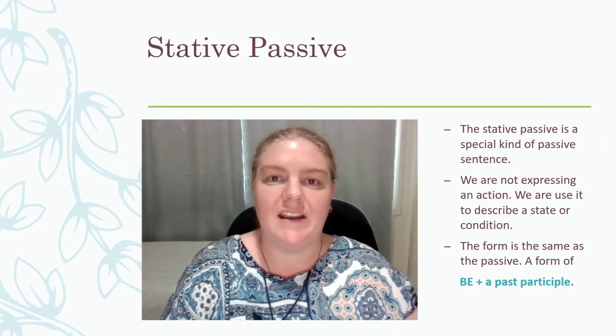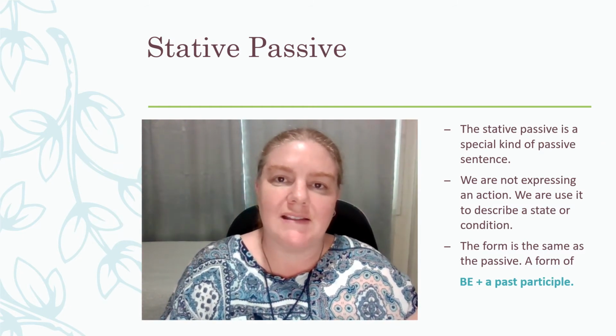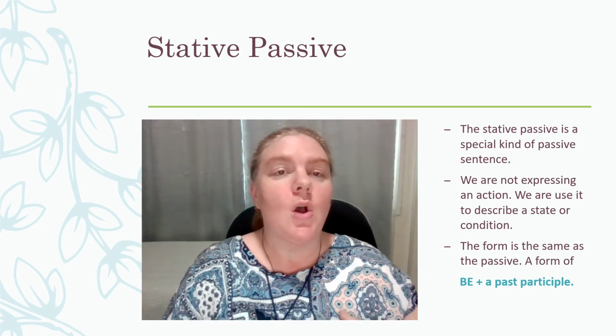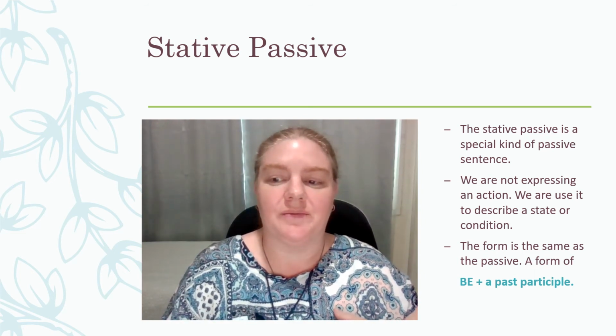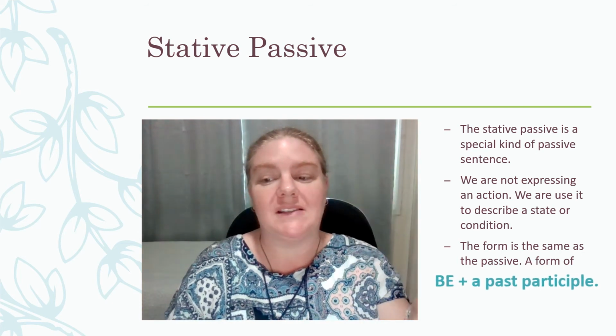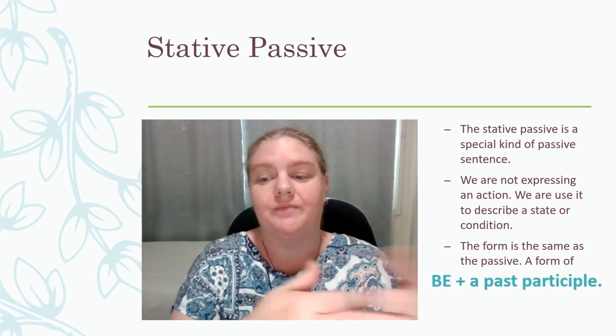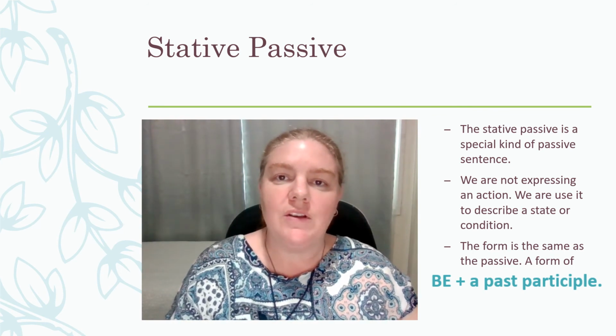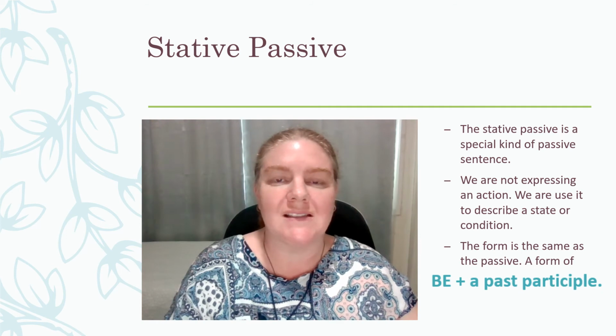Now let's look at the stative passive. The stative passive is a special kind of passive sentence. We're not expressing an action. We use it to describe a state or a condition. The form is the same as the passive form. We use a form of be plus the past participle.